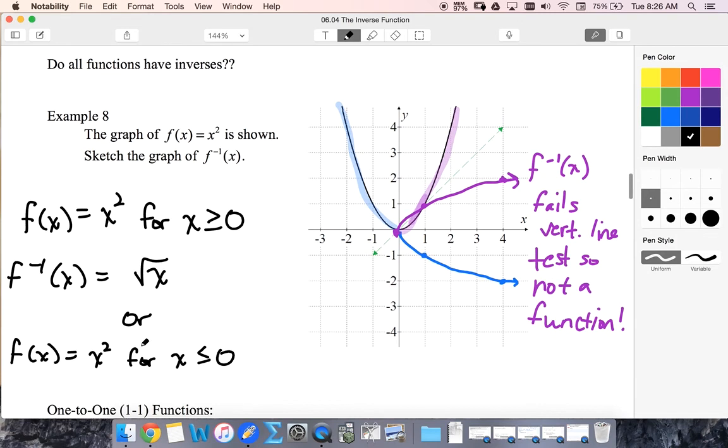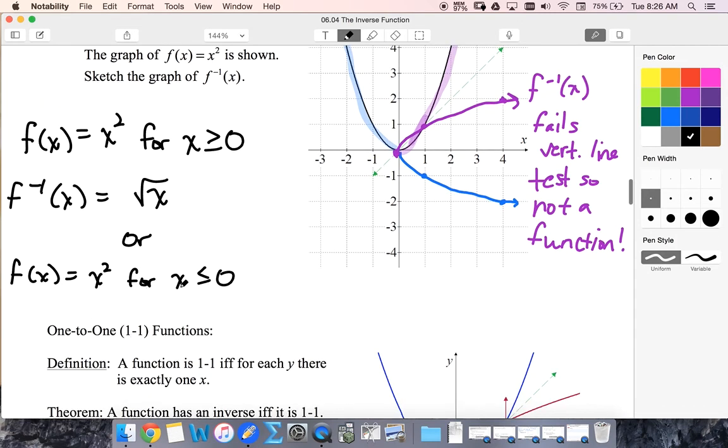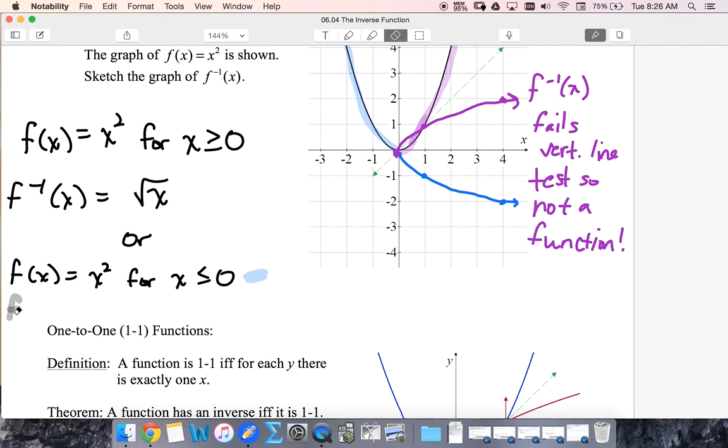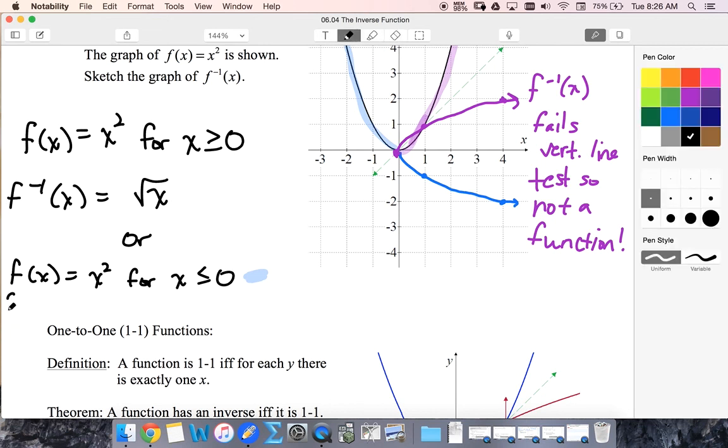In this case, if I said that f of x was equal to x squared for x less than or equal to 0, that would mean I was looking at the blue part of my original. So when I inverse that, I would have this blue line. So my inverse would end up being negative square root of x. So this line down here is the negative root x.